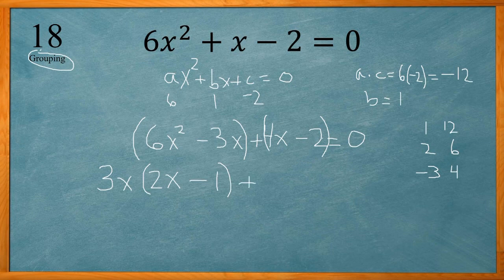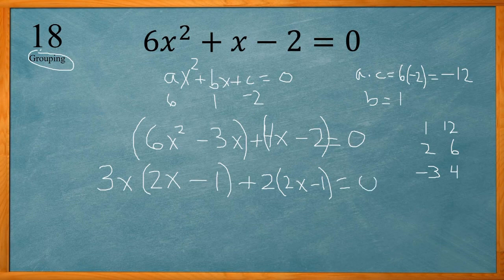The next grouping here, 4x minus 2. What's the greatest common factor there? 2 can go into 4, 2 can go into 2. So I can factor out the 2. Only one has an x term, so I can't factor out an x at all. If I divide by 2, that leaves me with 2x here. If I divide by 2 here, that leaves me with negative 1.